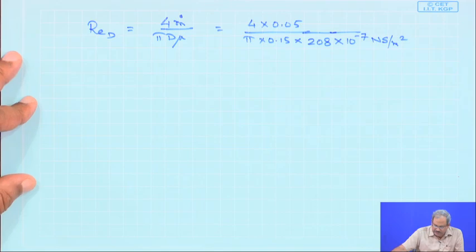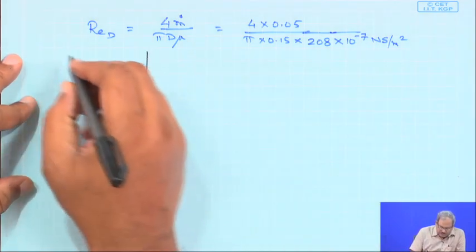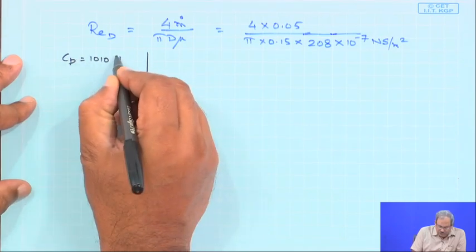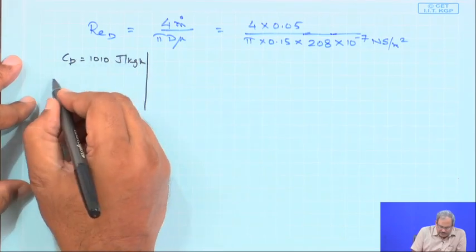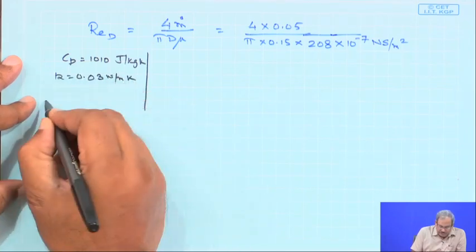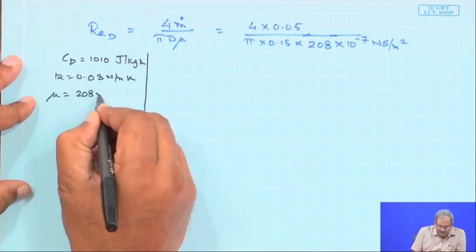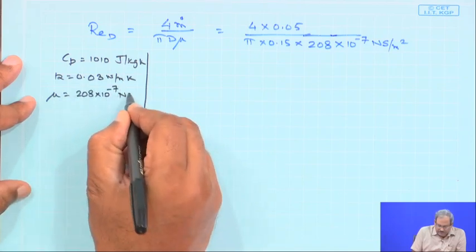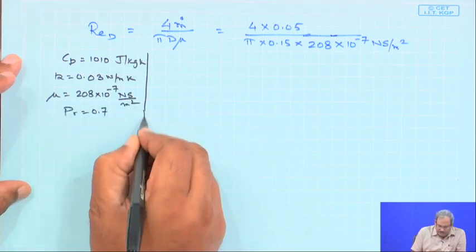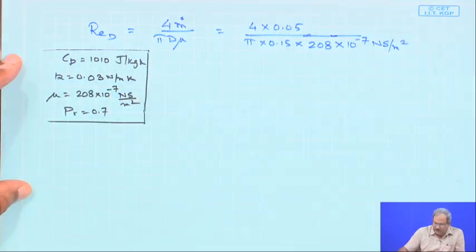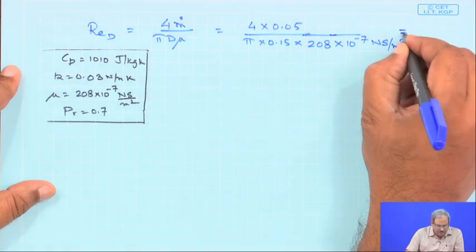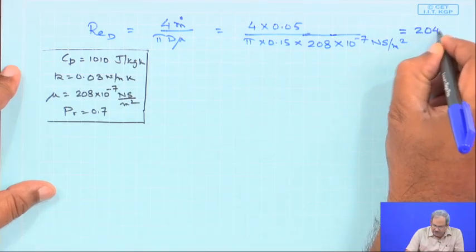Maybe I should list here all the values for air, which are Cp to be 1010 joule per kg Kelvin, and the value of k is 0.03 watt per meter Kelvin. The value of mu is 208 into 10 to the power minus 7 Newton second per meter square, and here it is customary to take Prandtl number to be equal to 0.7. So, these are the physical properties which are provided in the problem. This Reynolds number when you evaluate, it is going to be 20,404.